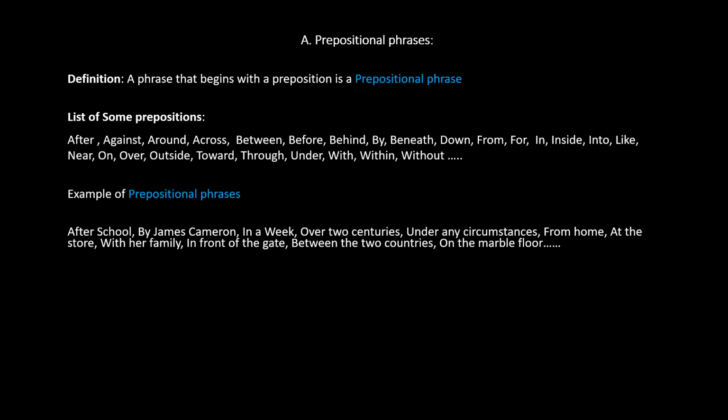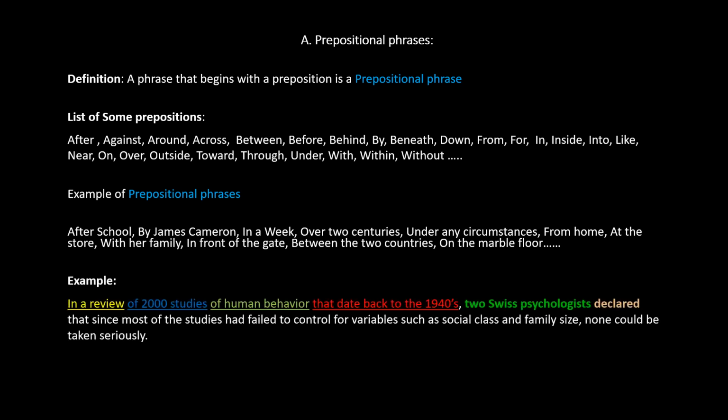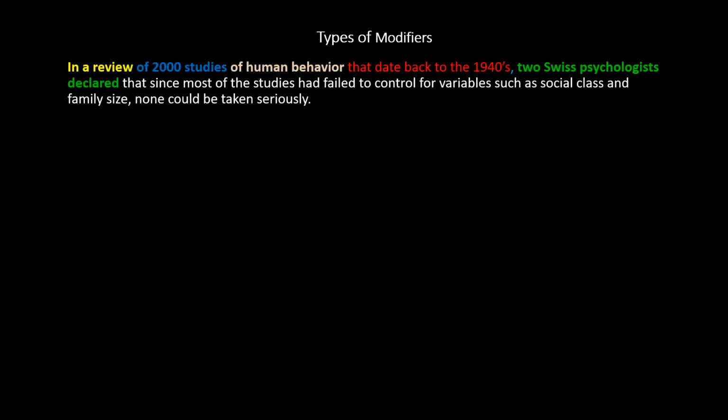Look at this official GMAT sentence. In a review of 2000 studies of human behavior that date back to the 1940s, 2 Swiss psychologists declared that since most of the studies had failed to control for variables such as social class and family size, none could be taken seriously.